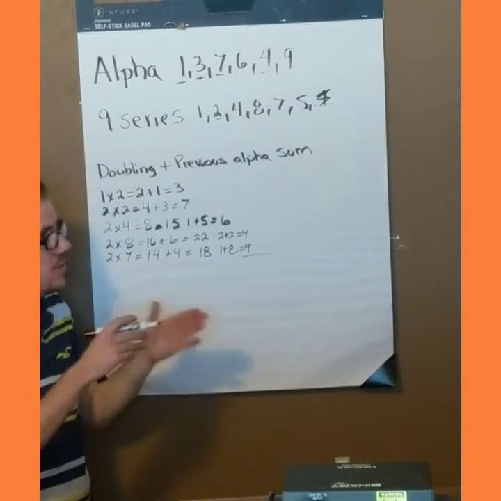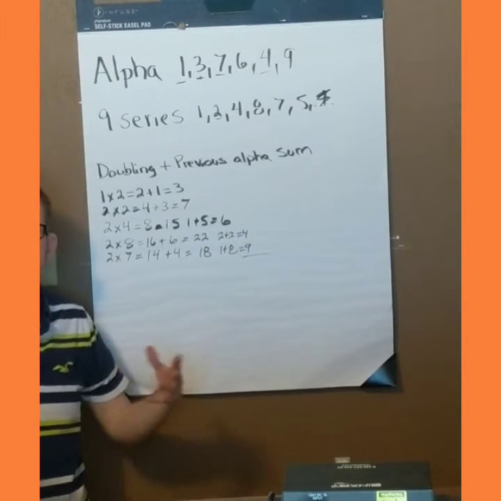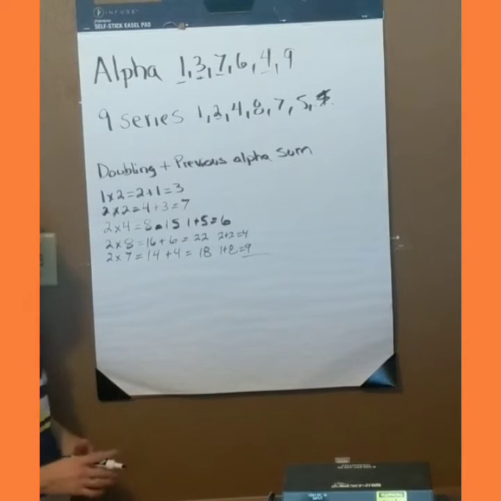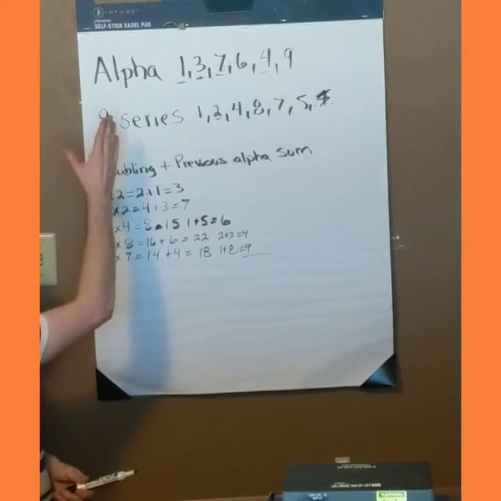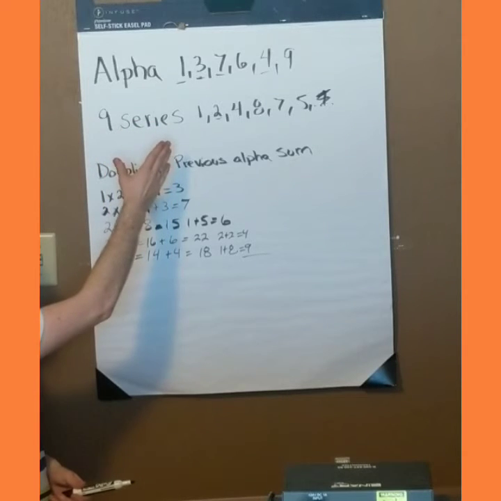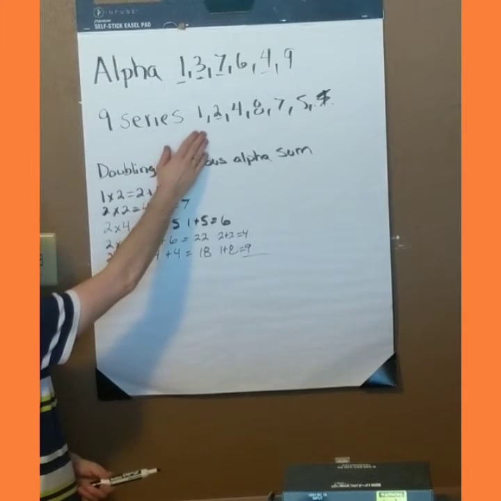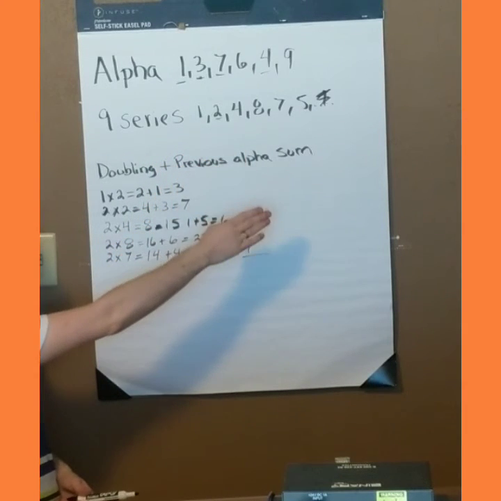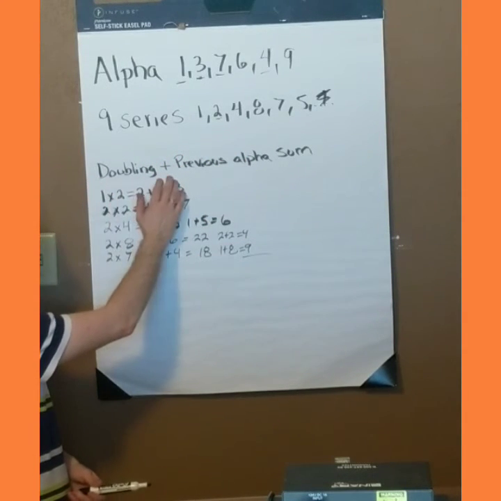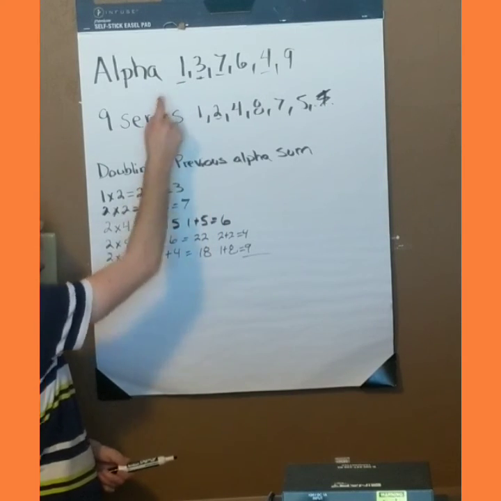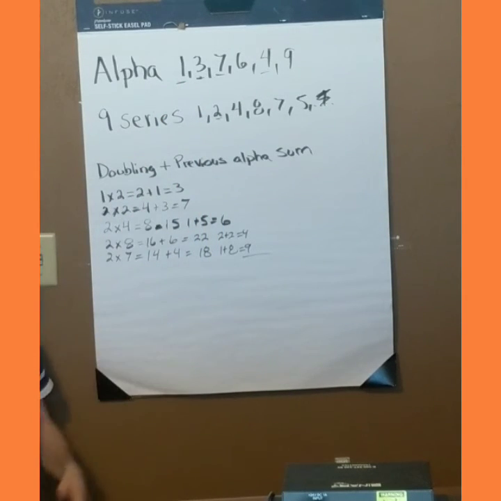And when you get the alpha and the omega, you're going to actually see the complete circle. But at this point, this is just the alpha series: 1, 3, 7, 6, 4, 9. And it is nested within the 9 series: 1, 2, 4, 8, 7, 5. And you do that by doubling plus adding the sum below it, or before it.